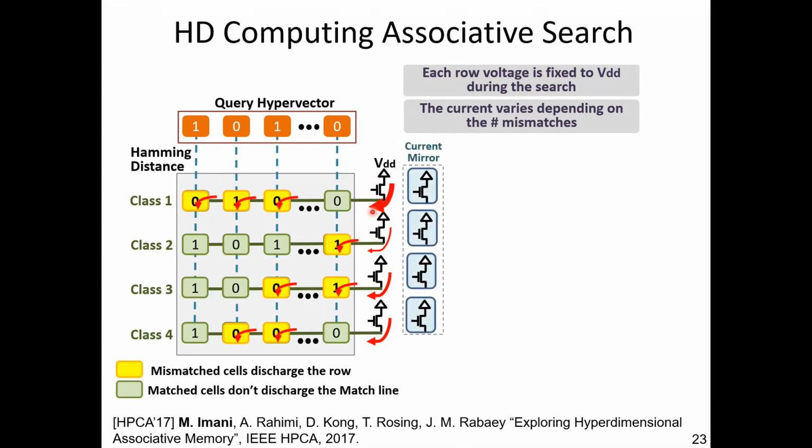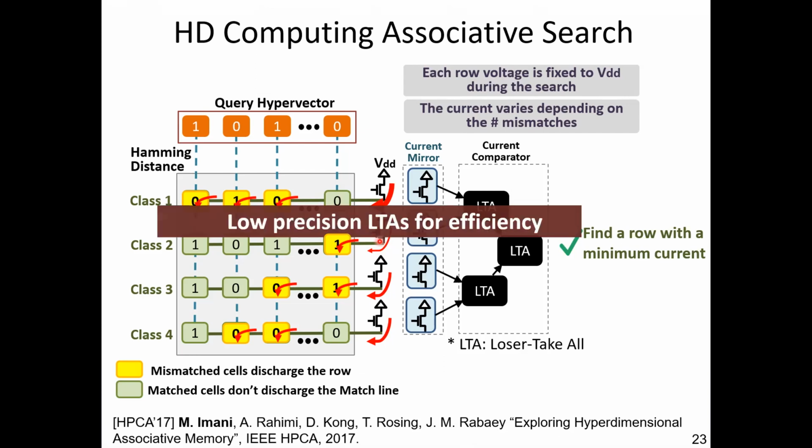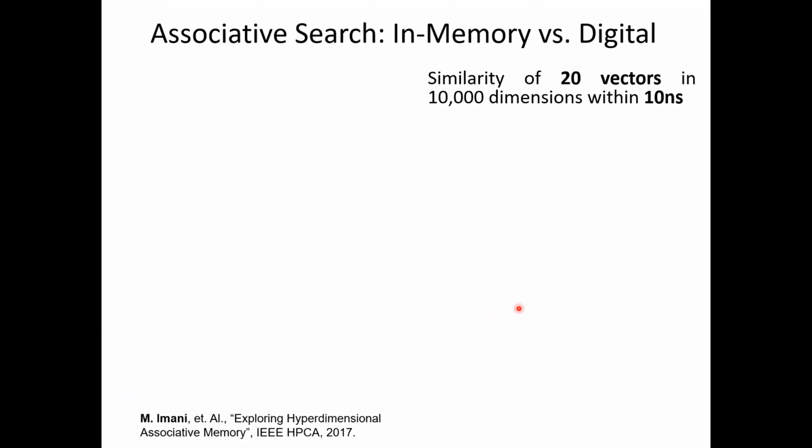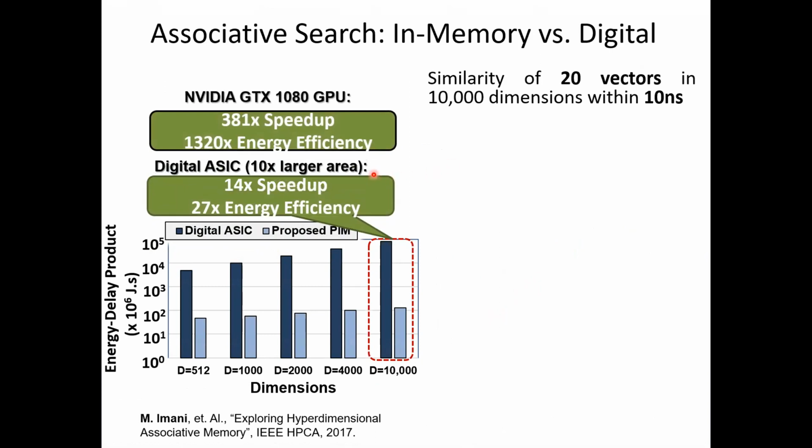So by adding a current mirror and current comparator, we can find a row which has minimum discharging current in the access transistor. And since we are approximate, we can actually use the LTA current comparator, which is loser take all, that we are pretty approximate too. We don't need to do an exact implementation of that. And we show really interesting results there compared to the ASIC design and also compared to the GPU, which can be orders of magnitude faster.